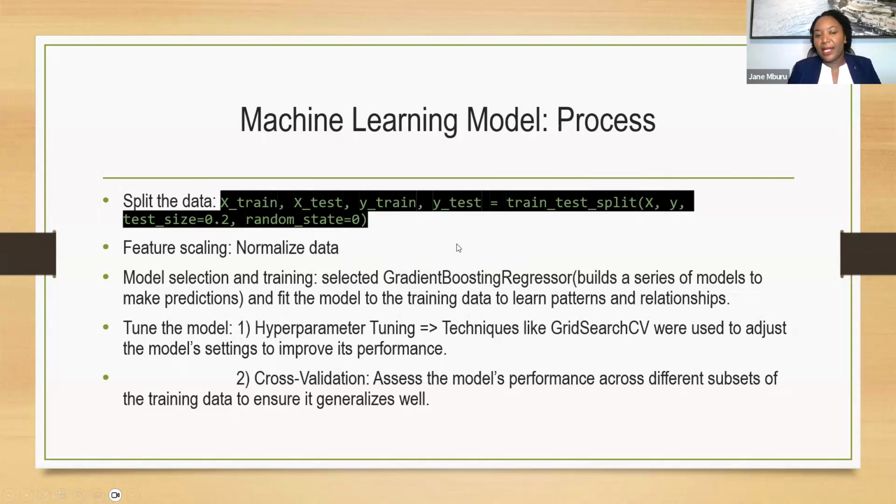I also did feature scaling, where I normalized the data to make sure that each of the features that I selected had a fair chance of contributing. And then I went ahead and selected the model, which was the gradient boosting regressor. I trained the model, feeding it the training data so that it could learn patterns and relationships. I also did tuning of the model to make sure that it was performing at its optimal best, using hyperparameter tuning and also cross-validation.